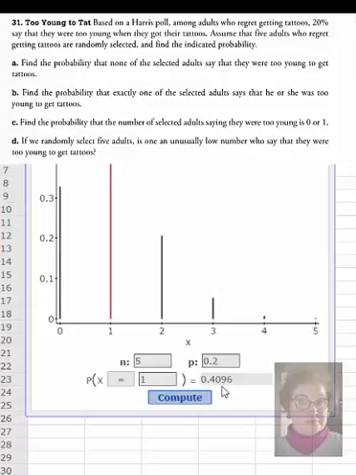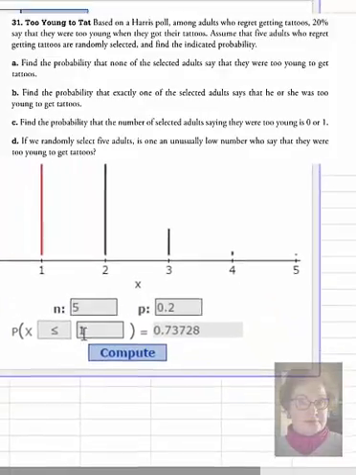Now let's find the probability that the number of selected adults that says they're too young was 0 or 1. So then we would go X is less than or equal to 1, and you can see that's about a 74% chance. So translating that, there's about a 74% chance that 0 or 1 adults in a sample of size 5 say they regret getting a tattoo because they were too young. Now part D says if we randomly select 5 adults, is 1 an unusually low number who say that they were too young to get a tattoo?